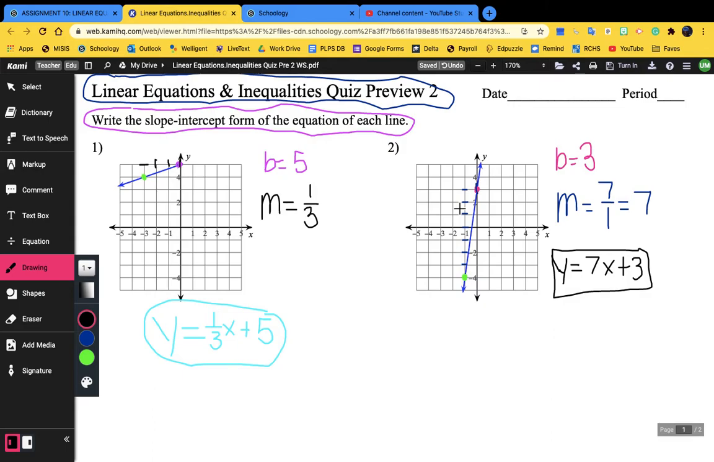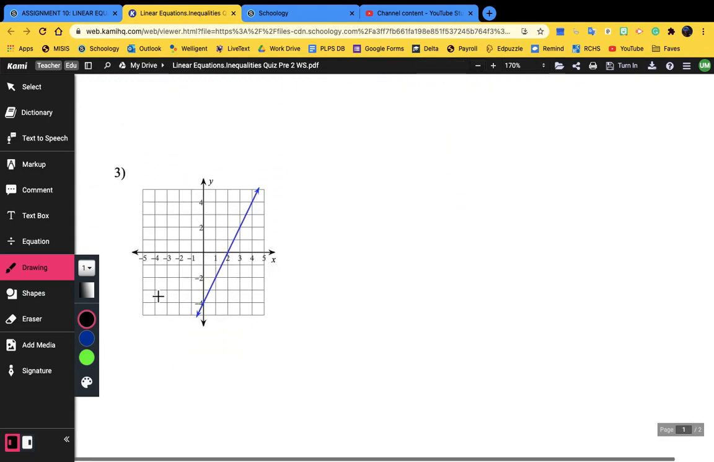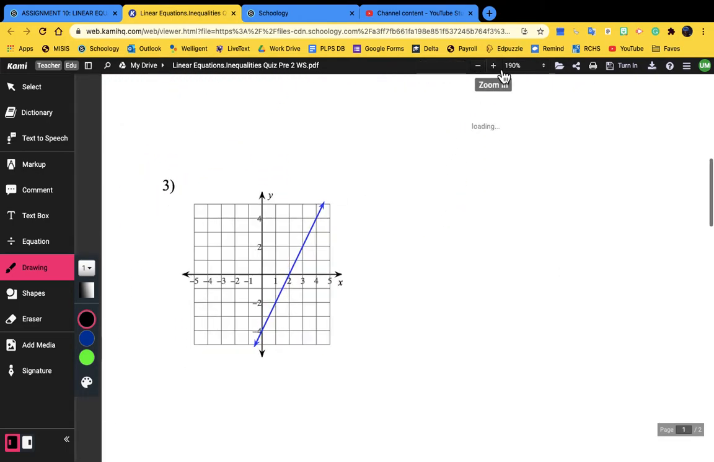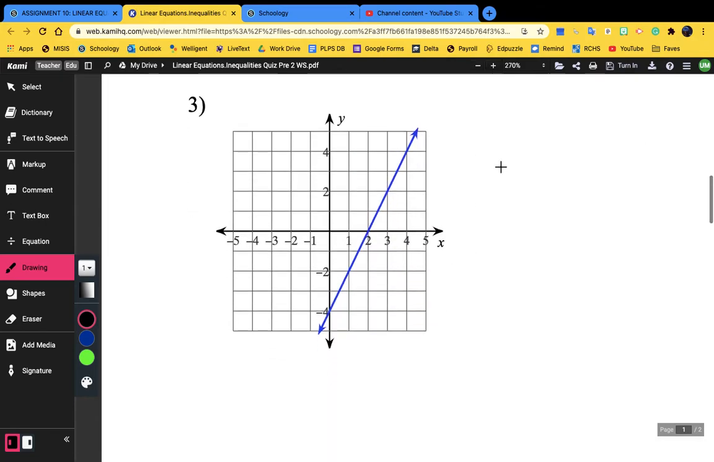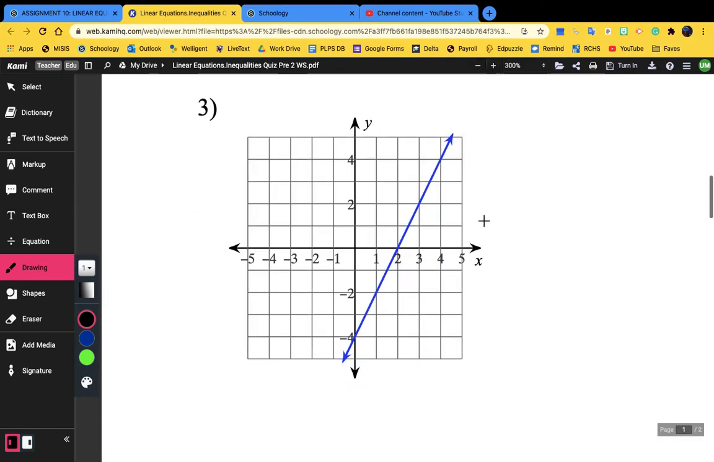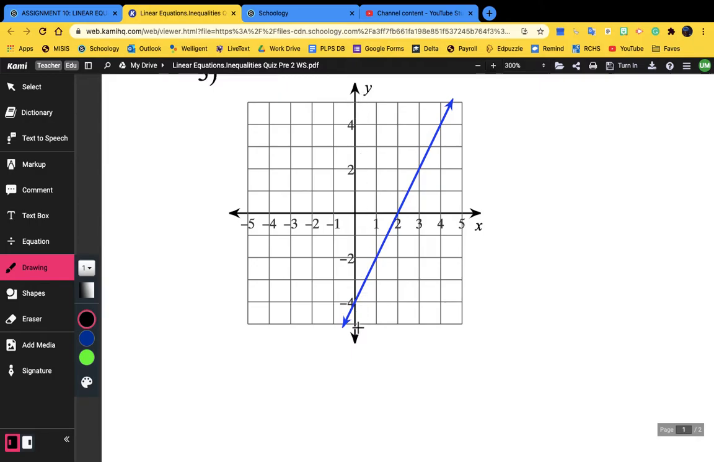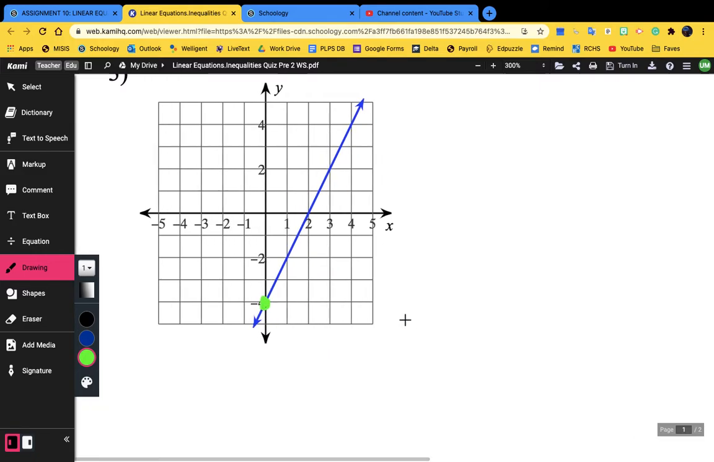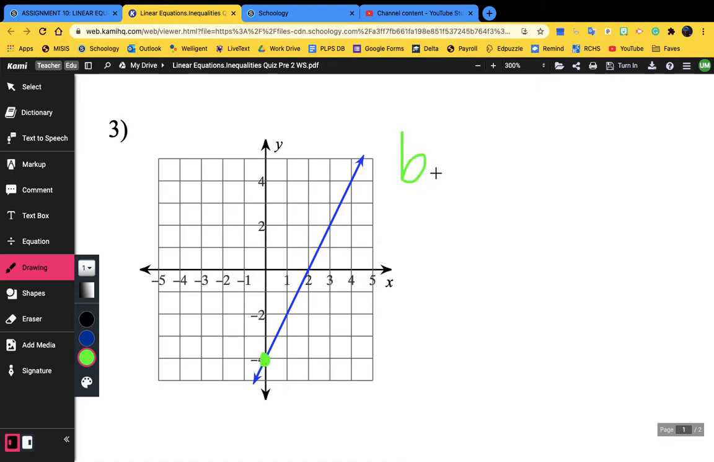Okay, number 3 has the same directions. So let us find where the blue line touches the y-axis here. Let's start with green this time. It touches it right there. That's negative 4. So b is equal to negative 4.